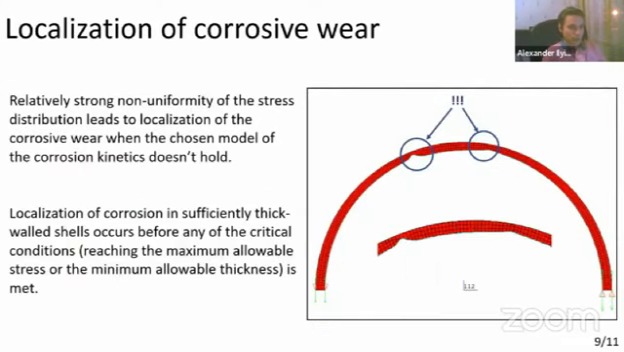And it is also necessary to add something about the instability of the solution. Relatively strong non-uniformity of the stress distribution leads to localization of the corrosive wear, when the chosen model of the corrosion kinetics doesn't hold. Localization of corrosion in sufficiently thick-walled shells occurs before any of the critical conditions, I mean reaching the maximum allowable stress or the minimum allowable thickness, is met.